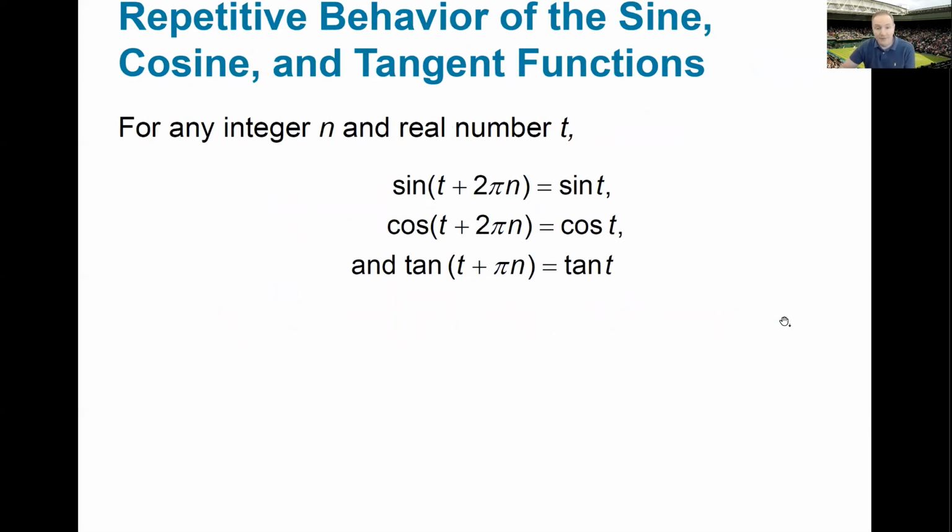Now, repetitive behavior, this is what I was talking about. The sine function has a period of 2 pi radians, so every 2 pi radians, it's going to repeat itself. Same thing for the cosine function. The tangent function repeats itself every pi radians, as does the cotangent function.